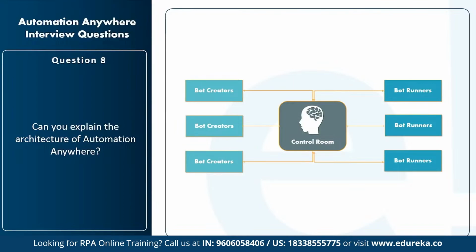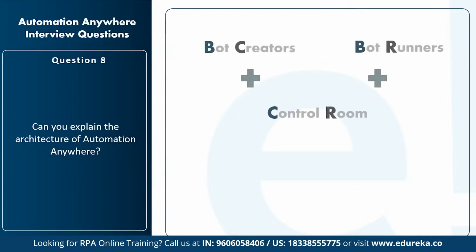So let's just discuss each of these components one by one, starting with bot creators. Bot creators, as the name suggests, are used to create bots. These are basically desktop-based applications which authenticate against an active control room and only have access to upload or download the bots. On configuring these bots for the control room, multiple developers can also create individual tasks or bots and can execute all of them at once.